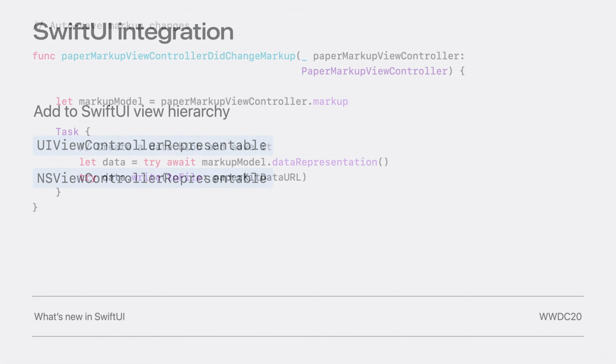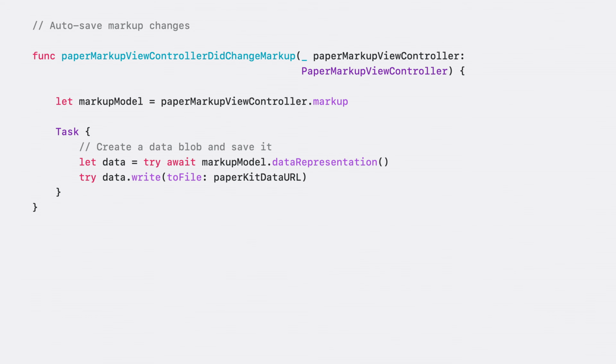The markup controller includes a delegate that allows for custom handling of callbacks. For instance, I can implement the markup change delegate method to automatically save any modifications to the markup model. Additionally, the markup controller conforms to observable, providing an alternative to using a delegate for managing state and updates.